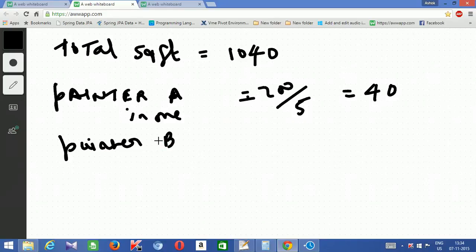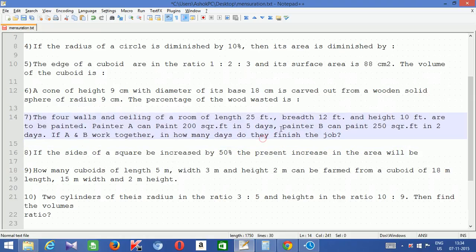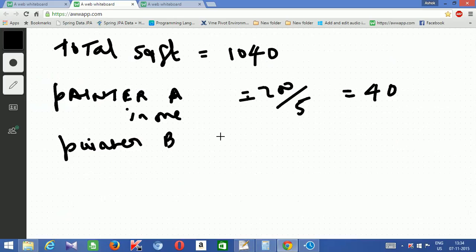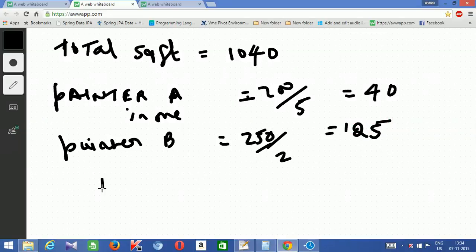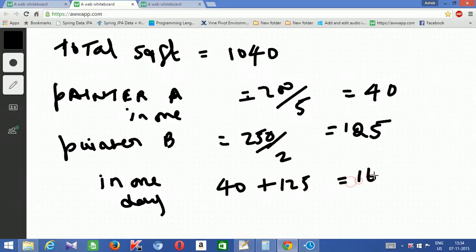It's given that painter B's capacity is 250 square feet in 2 days. So 250 divided by 2 is 125. So painter B is more efficient. In 1 day, if both work together, it will be 40 plus 125, which is 165 square feet that both are capable of doing.